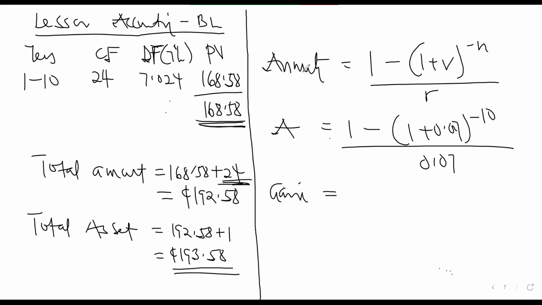So our gain on this particular transaction will be 193.58 minus the asset that we are giving to them, which is 154.57. What is the gain on this particular transaction?